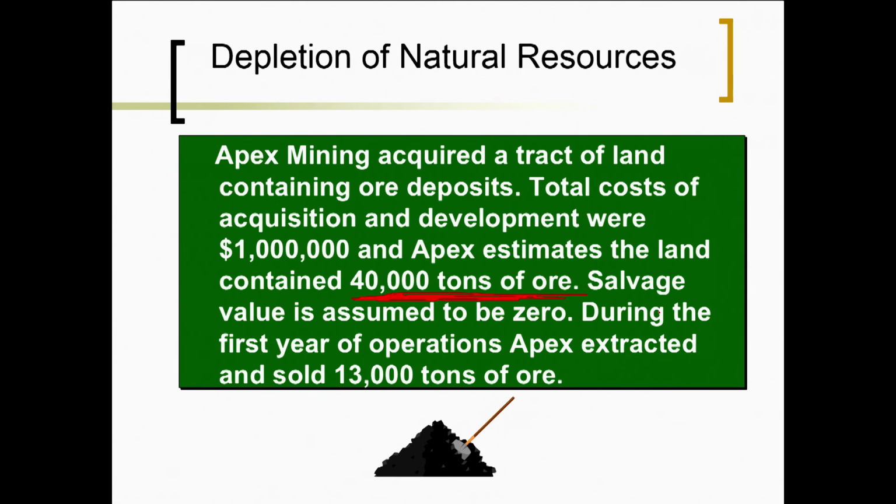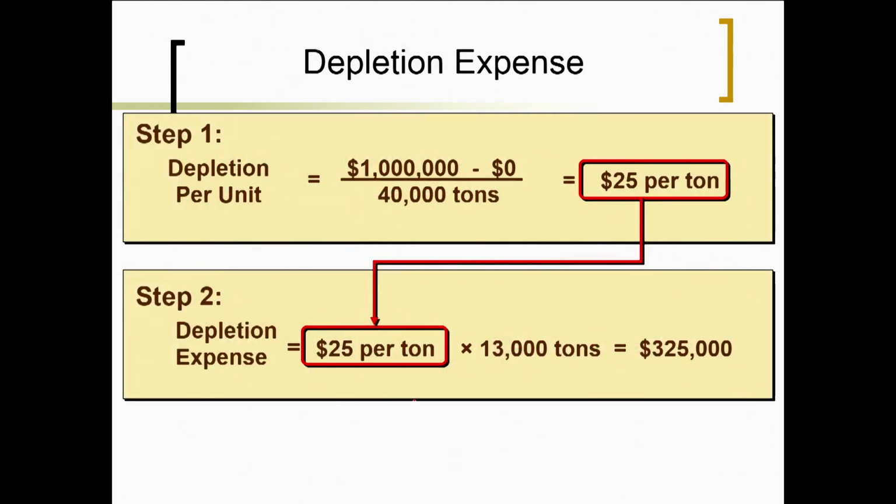Now, during the first year of operations, we extracted and sold 13,000 tons of ore. So let's figure out how much we're going to deplete for that first year. Well, we take that cost of $1 million less the salvage value of 0, divided by the 40,000 tons, the total amount of tonnage that we think is in that ore deposit. That gives us a depletion amount of $25 per ton.